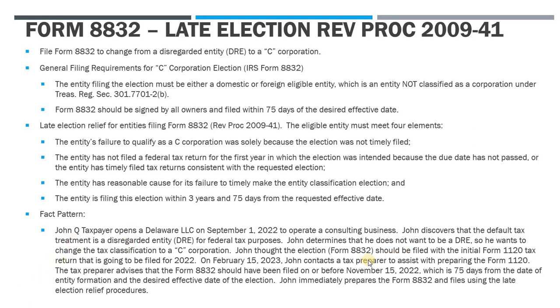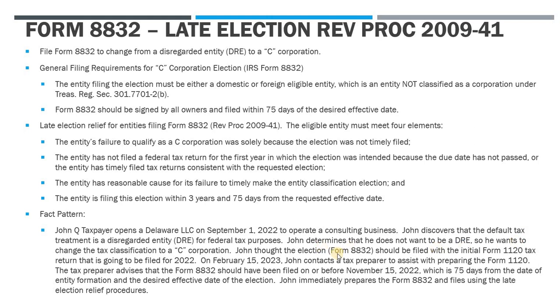So let's have a look at our fact pattern here, and then we'll jump into the 8832. So the fact pattern we've got here, we have a U.S. person, so John Q. taxpayer. He opens a Delaware LLC September 1st, 2022, and he wants to run a consulting business through this entity. Now, John discovers that the default treatment for a single member LLC is a disregarded entity, and he doesn't like that, right? He wants to have it a separate regarded entity, file its own tax return. So he wants to file an election to change the tax classification to a C Corp.